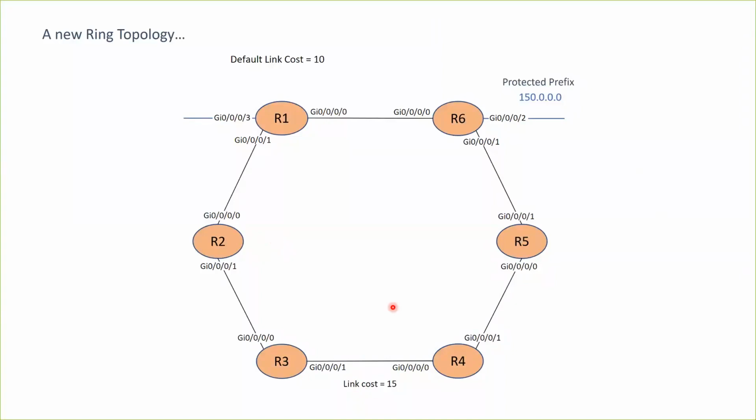We don't have a PQ space because it's R1, it can't send it to R4, because R1's best path to reach it is via this, right? It doesn't satisfy the P condition. So you don't, now okay.